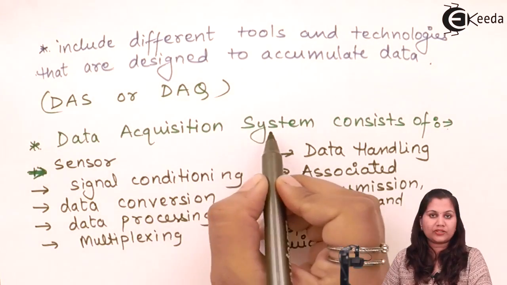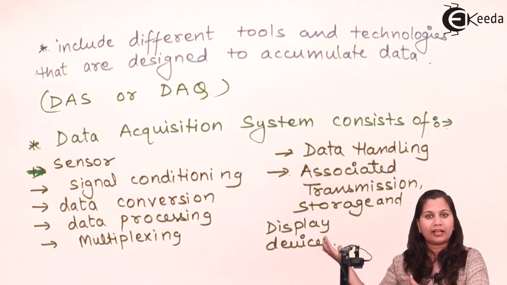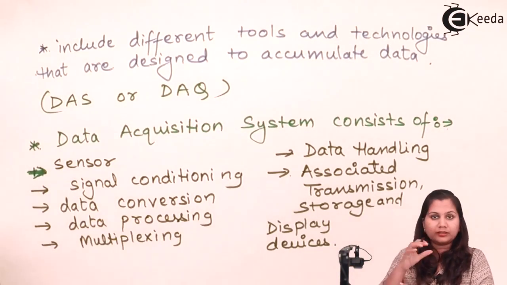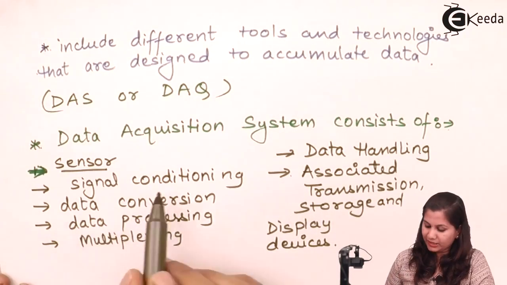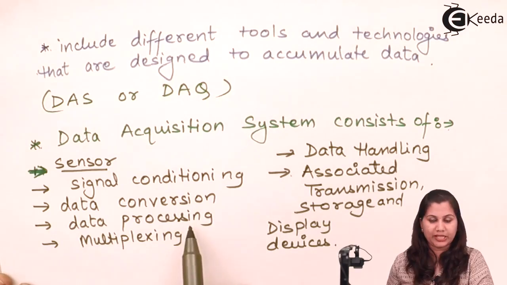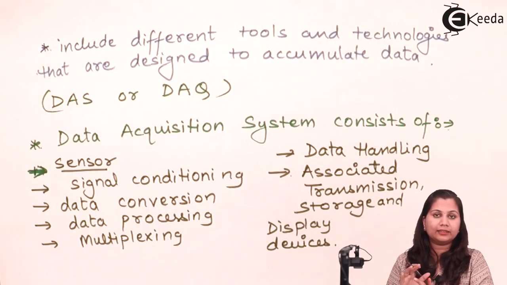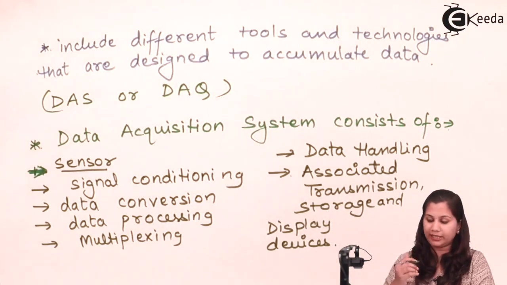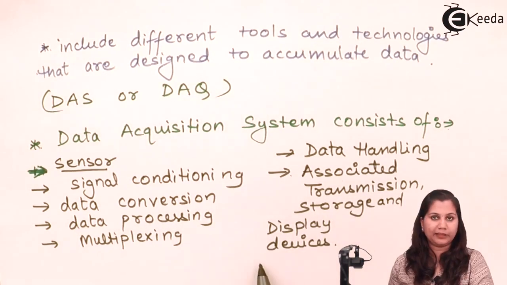because the work of a data acquisition system involves first acquiring the data, then doing the processing over it, storing that data, and then transmitting that data. So for the capturing of the data, it has the sensor. For processing over that data, it has signal conditioning, data conversion, data processing, multiplexing, data handling units. Okay, these are all handling the data, doing the processing over it. After that, for the storage, for the display, for the transmission of the data, we have different devices for associated transmission, storage, and display devices.